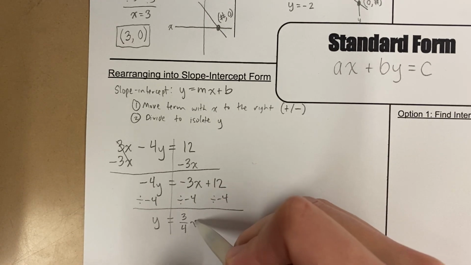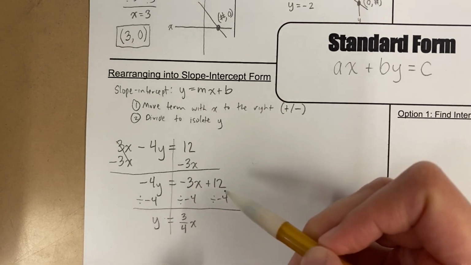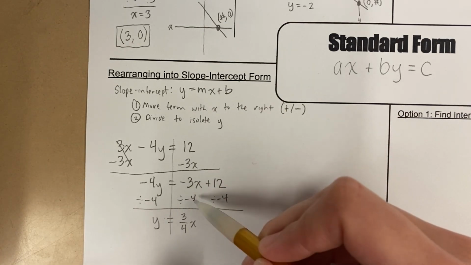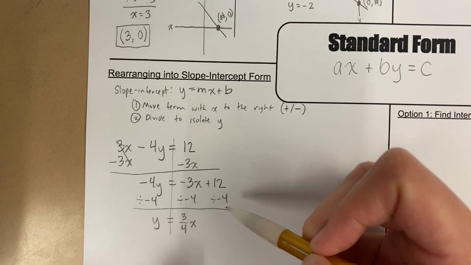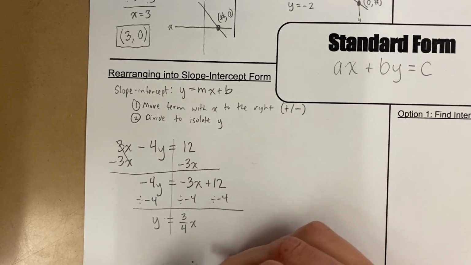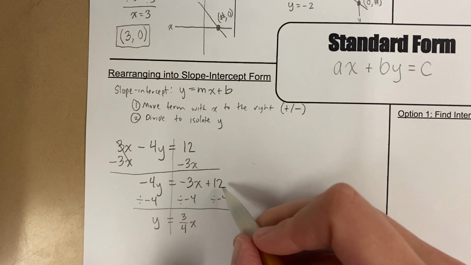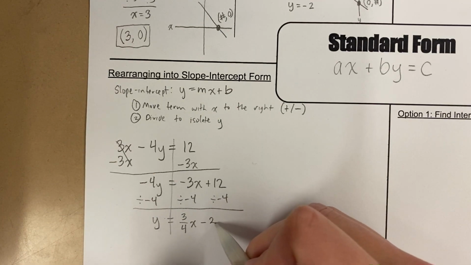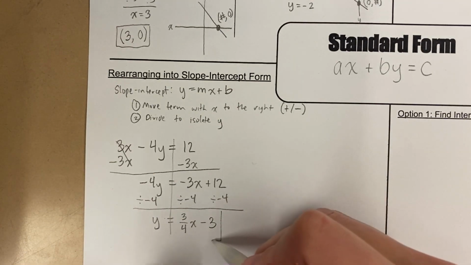Now you have to watch for this, because let's say this was an 8 instead of a 3. Then it would be -8 divided by -4. Well, 8 divided by 4 is just 2, so I would just write 2. But in this case, it's a fraction. So I write it as a fraction. 12 divided by -4 is -3. Okay, and there it is. This is slope-intercept form.